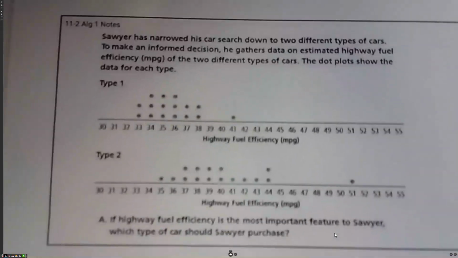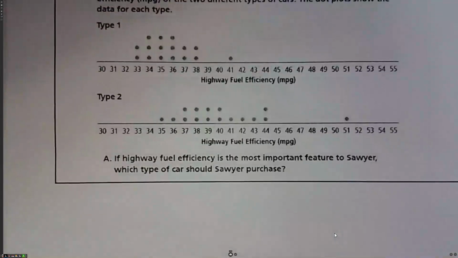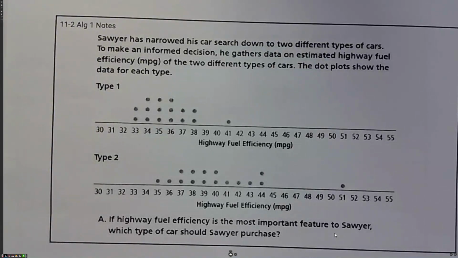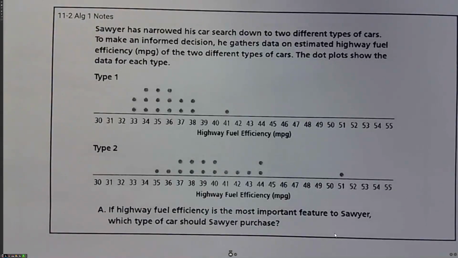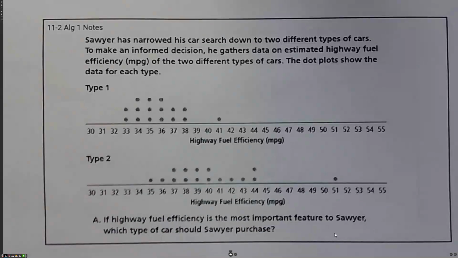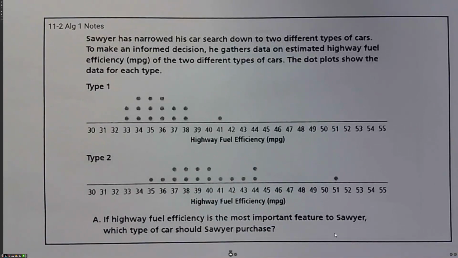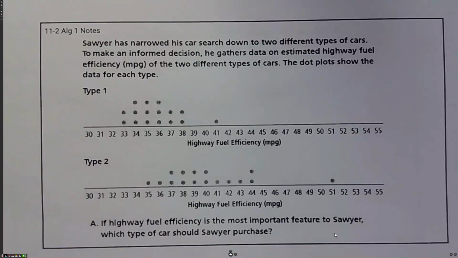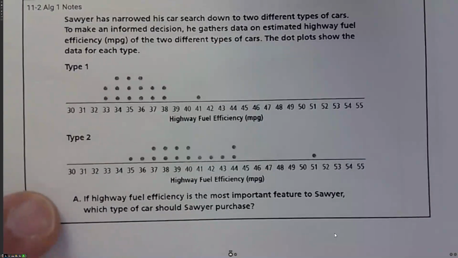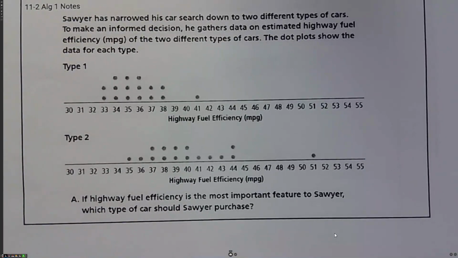Sora has narrowed his car search down to two different types of cars. To make an informed decision, he gathered data on estimated highway fuel efficiency for the two types of cars. The dot plots show the data for each type. Okay, so type 1, type 2. If highway fuel efficiency is the most important feature to Sora, which type of car should he purchase, type 1 or type 2?